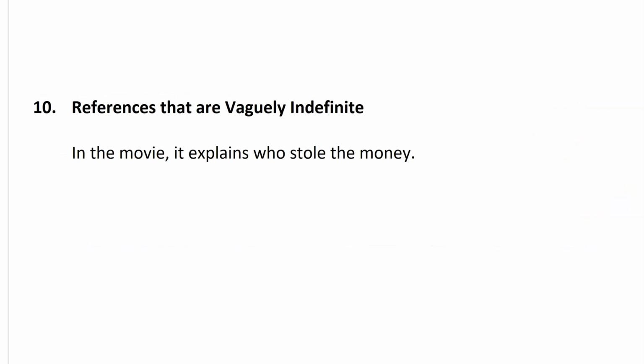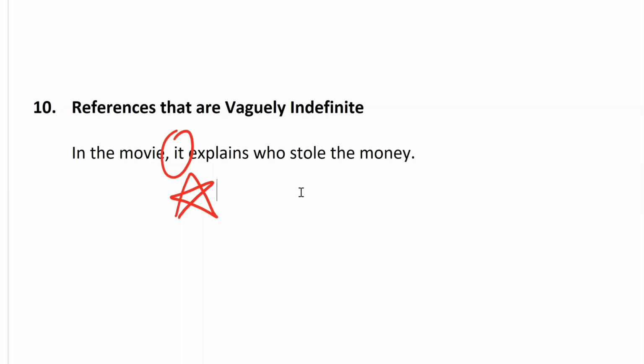And finally, issue number 10, which is a lot like number 9, but there's a slight difference: pronoun references that are vaguely indefinite. So look at this sentence. In the movie, it explains who stole the money. Now, people write like this all the time and get away with it because it's sort of understood what the it is in this. But it might take a few more brain seconds to actually write down the specifics of what the it is.